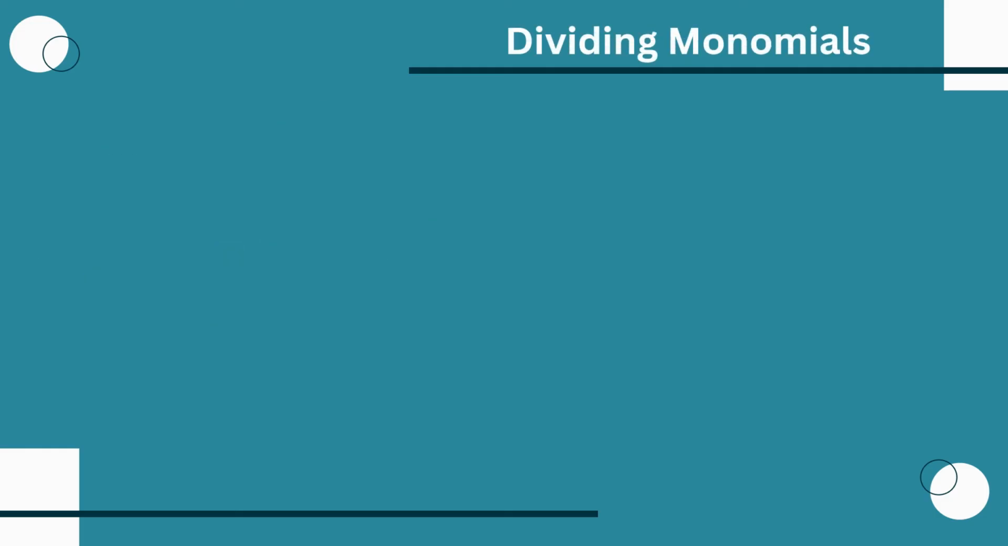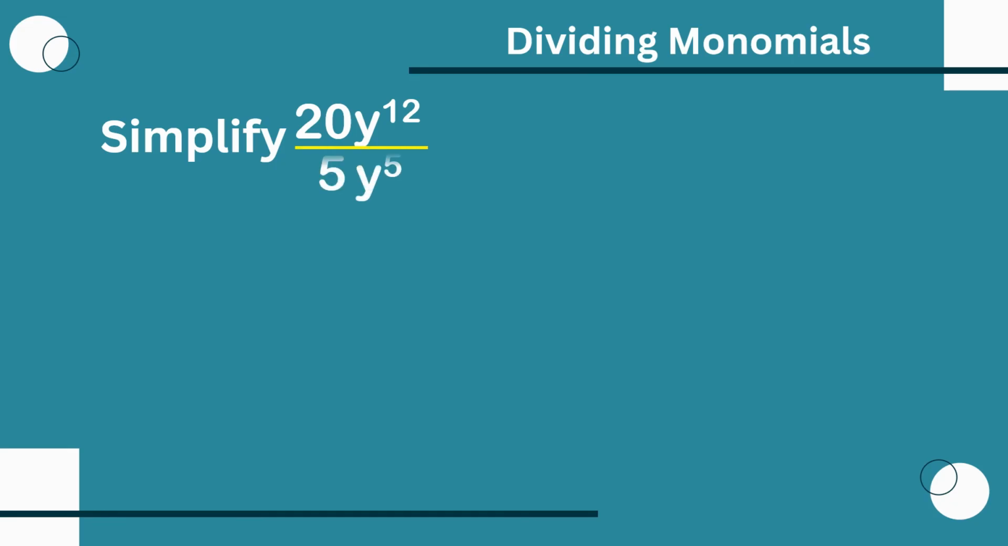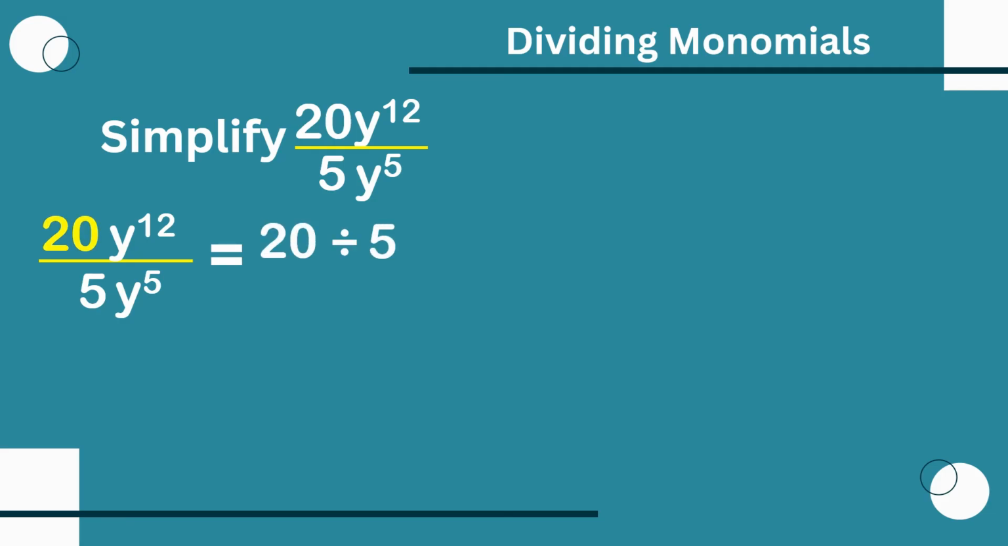Another example. Simplify 20y raised to the exponent of 12 divided by 5y raised to the exponent of 5. So, we're going to separate the numerical and the literal coefficients. So, 20 divided by 5, y raised to the exponent of 12 minus 5. So, let's simplify. 20 divided by 5 is equal to 4. Y raised to the exponent of 12 minus 5 is equal to y raised to the exponent of 7. And this is our final answer.